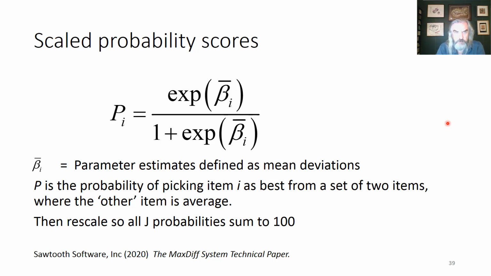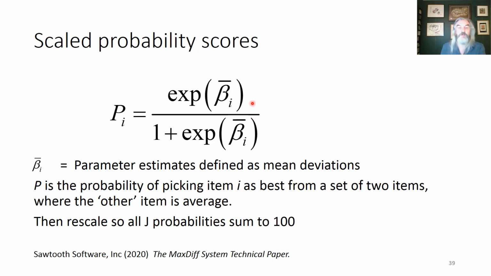What's the definition of scale probability scores? Well, it's going to be a probability P. So it's going to be the scale score P for object i, and it's simply the ratio, which is sort of familiar. It's like a logit ratio. It's the exponential of beta bar i divided by 1 plus the exponential of beta bar i.